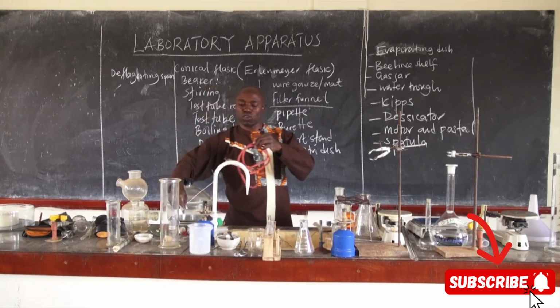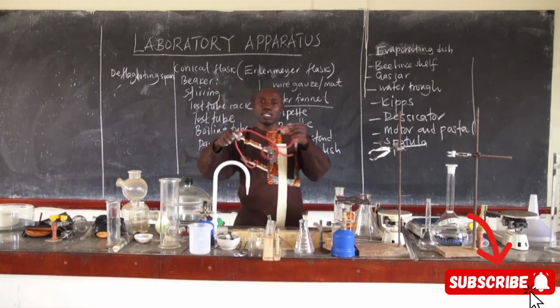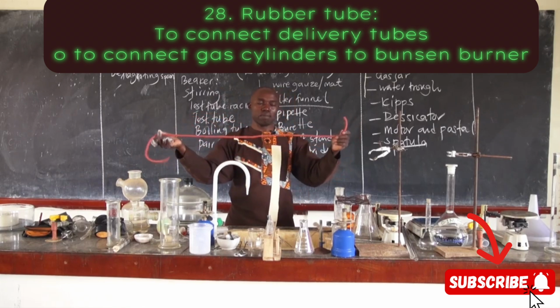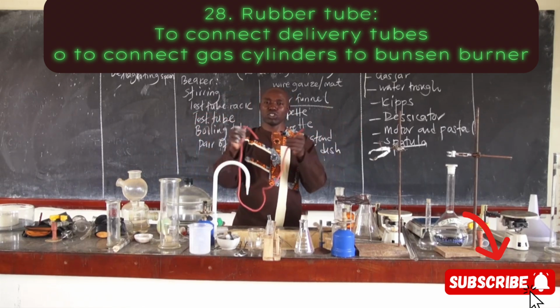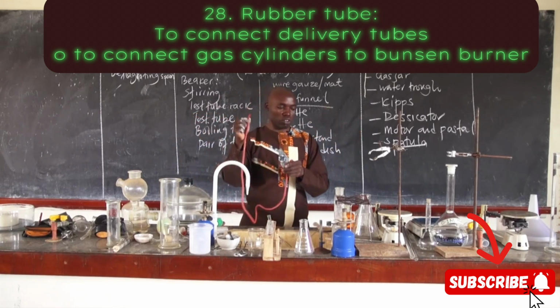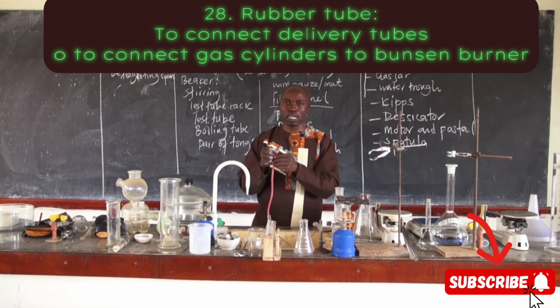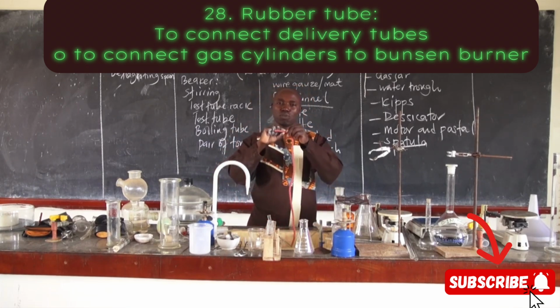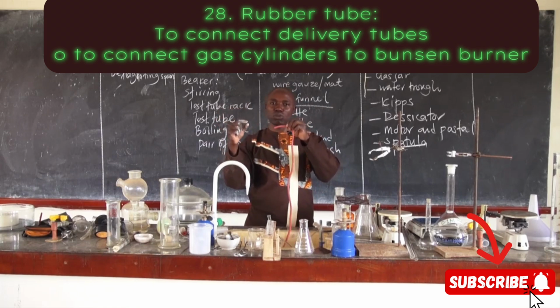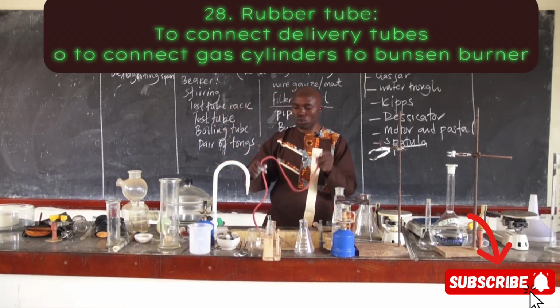I have also what we call the rubber tubing here. It's a rubber tubing that is used to connect delivery tubes, or can be used for making connections between delivery tubes during gas preparation, and so on and so on.